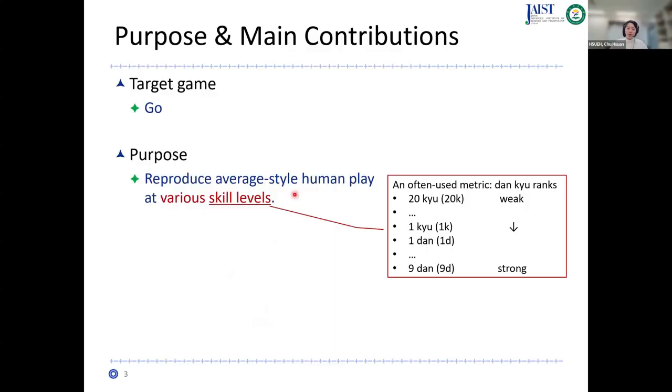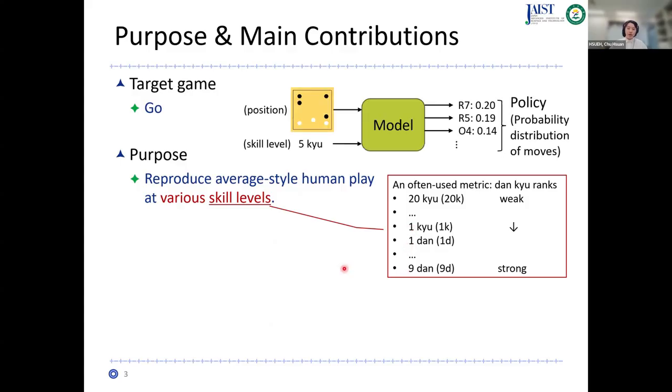In Go, an often used metric is the dan and kyu ranks, with 20 kyu a weak player, and when it gets stronger, it will become 1 kyu, followed by 1 dan to 9 dan. The idea is like this. We have a model that takes the position as input, along with the skill level. Then the model will output a policy, that is the probability distribution of moves.